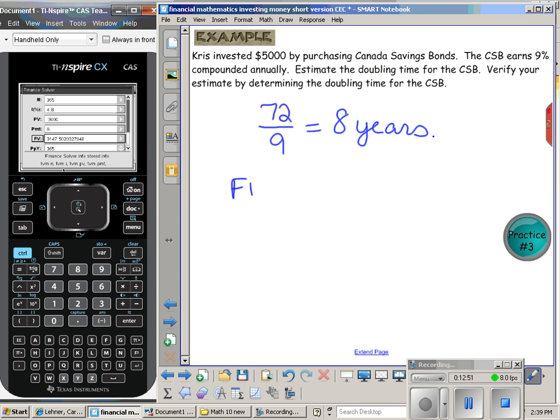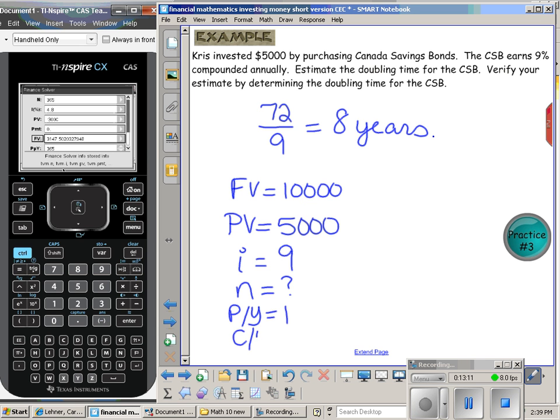We know his future value we're looking for is $10,000. We know that his principal value is $5,000. We know the interest rate is 9. We know we are looking for the number of years. We know that the payment frequency is 1 and the compounding frequency is 1. So we could substitute those values into our calculator, and what you're going to end up getting is 8.04 years. So it is a very close estimation using the rule of 72.